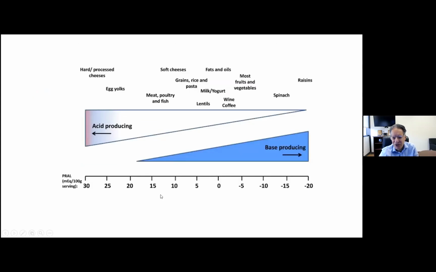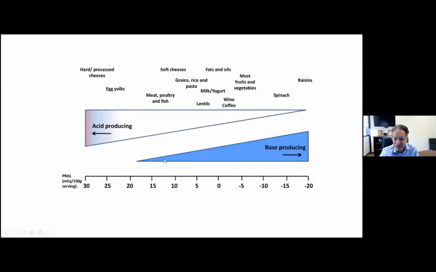Now, it turns out when you look at different foods, they have different abilities to make acid. Cheeses and egg yolks are very strong in their acid production, whereas spinach and raisins are on the other side. They actually make net bicarbonate. And it has to do with the amino acids. Egg yolks and hard cheese have glutamic acid and aspartic acid more commonly, and spinach and raisins have basic amino acids that, when they're metabolized, make bicarbonate.